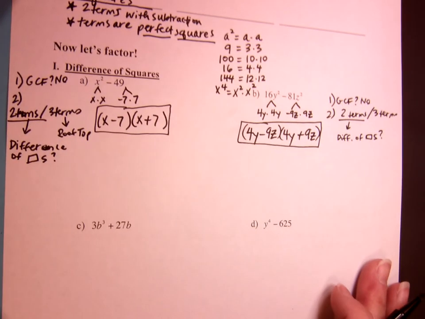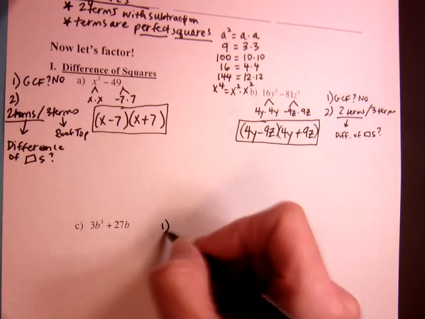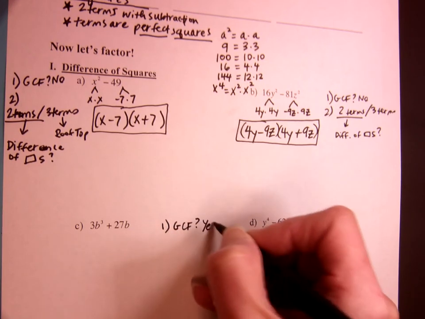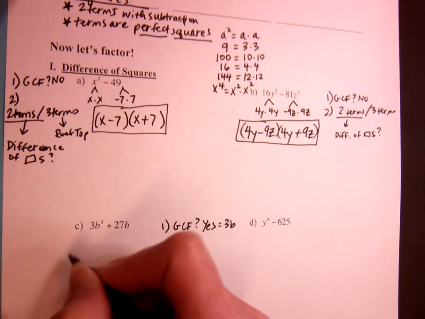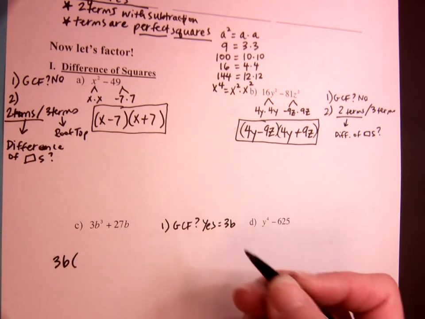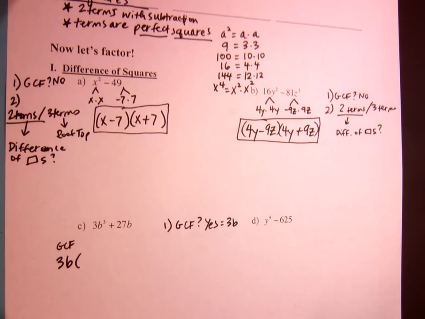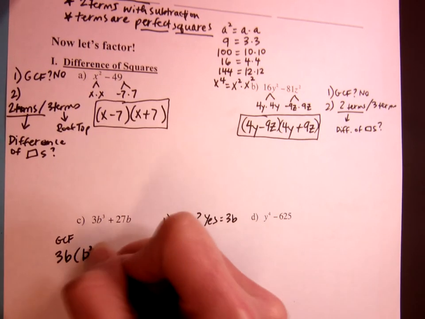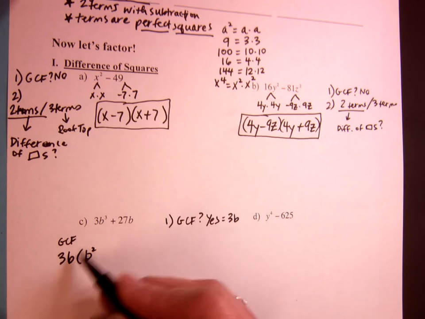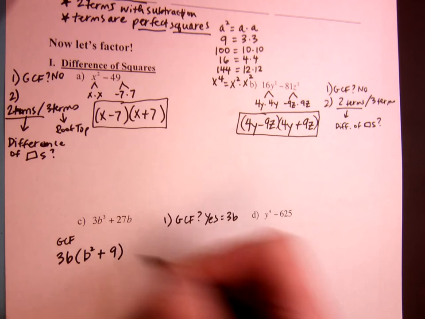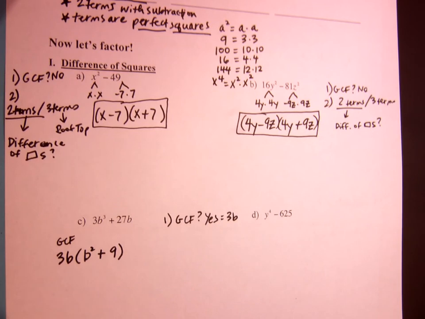Letter C, first of all, we have to find out, is there a greatest common factor? Okay, yes. Since there is one, we go ahead and take that 3b out of there. And what is 3b times what will give you 3b to the third? B squared. 3b times what will give you 27b? So plus 9. All right, remember, once you take out the greatest common factor, what's left in the parentheses, you have to see if you can factor that.